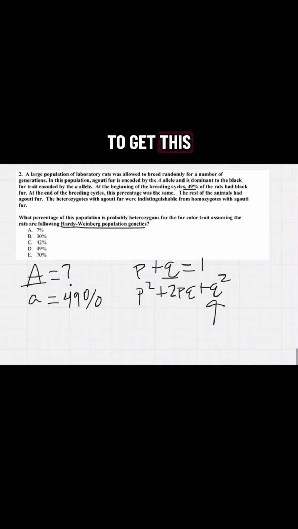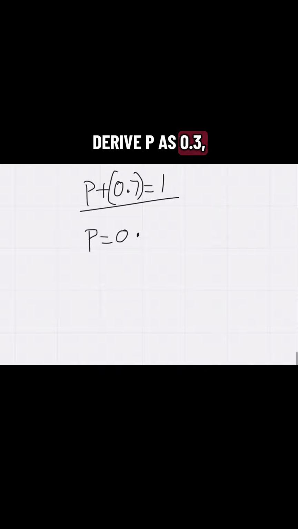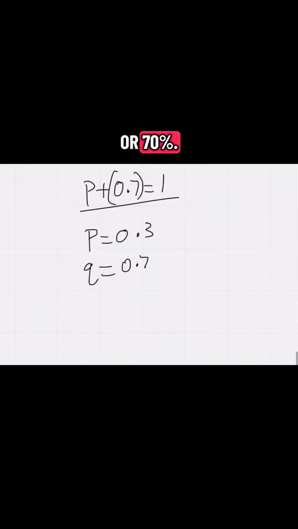So in order to get this Q value here, we just need to take the square root of 0.49, and that will give us 0.7. Plugging that into the equation will result in this right here, and we can derive P as 0.3 or 30% and Q as 0.7 or 70%.